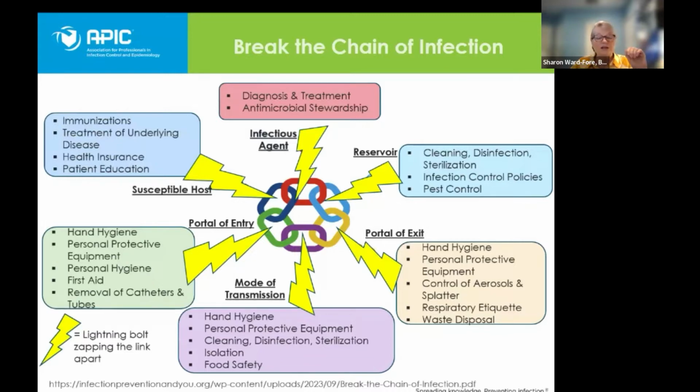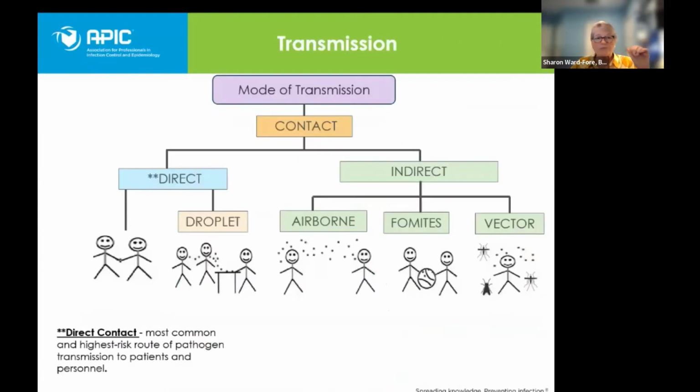Now, breaking the chain at the mode of transmission is one of the most important ways to interrupt the spread of infection. And this is where infection prevention and control strategies can be most successful. Now, in that chain of infection, the mode of transmission is important, and we're going to look at contact transmission. And contact, we have direct and indirect.